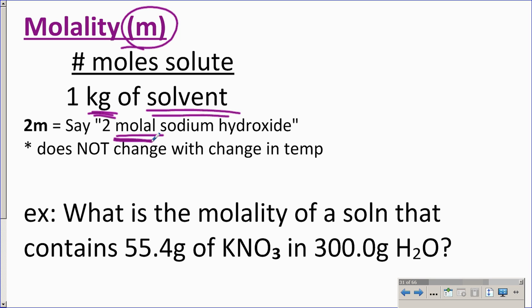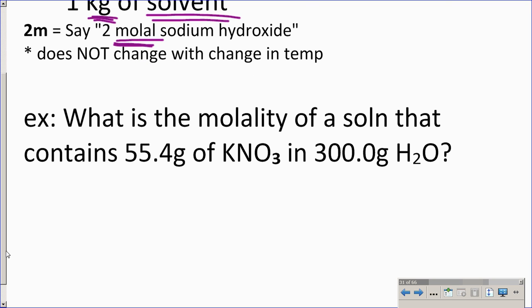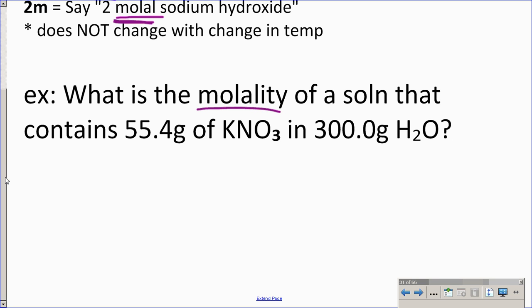Okay, so let's practice. Oh, and so the last one, changing volume never changed the concentration. This one can change with volume, because if you have a different volume of solvent, you've got a different whole number. So that's why it is dependent upon volume. Okay, so let's try a practice one. What is the molality? So what am I looking for? Specifically, what am I looking for?